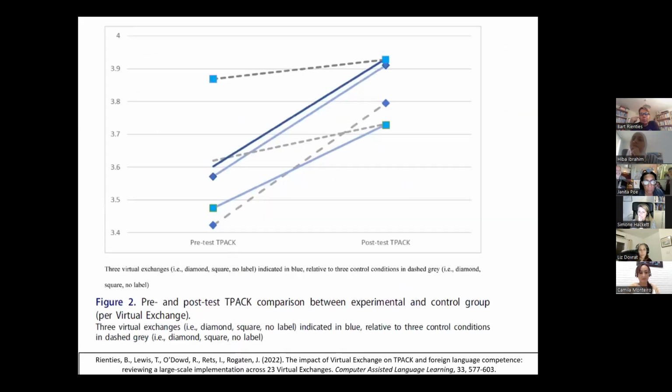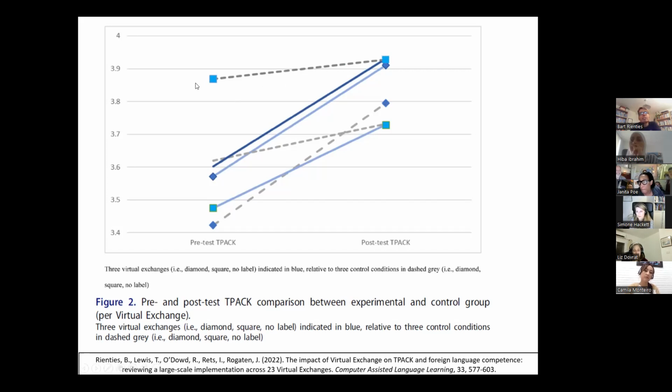If we, for example, look at the 3 virtual exchanges individually, we just showed you the overall virtual exchange experimental condition, but maybe within the virtual exchanges themselves, there were certain virtual exchanges that did really well. Here the dashed line is basically the control group, and the solid line is the experimental group. And there's not really a clear pattern in this. For example, if we take the triangular group, the diamond group, yes, the group is going substantially higher, but if you compare it to the control group, it's a little bit higher, but it's actually not statistically significant.